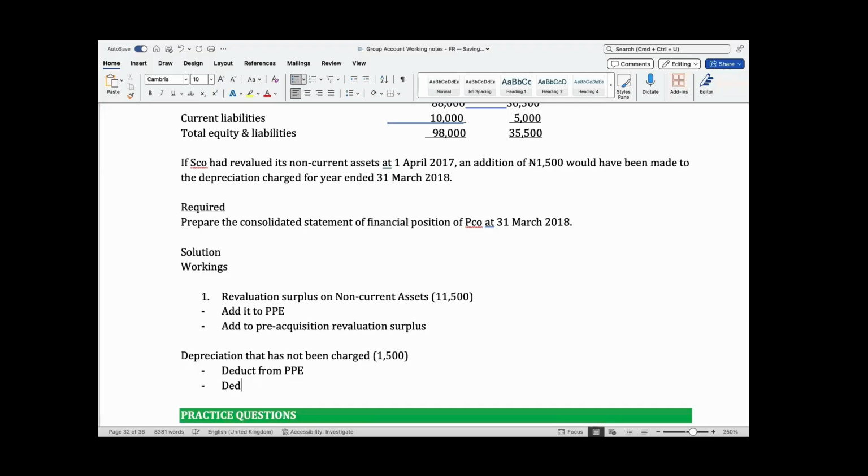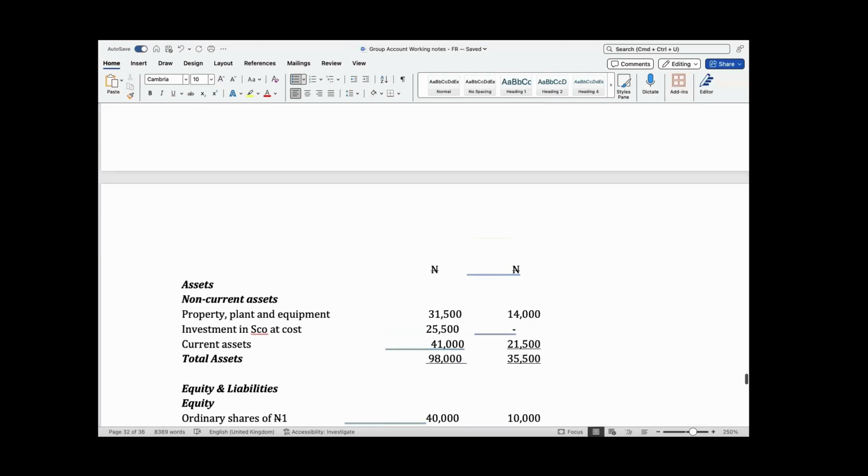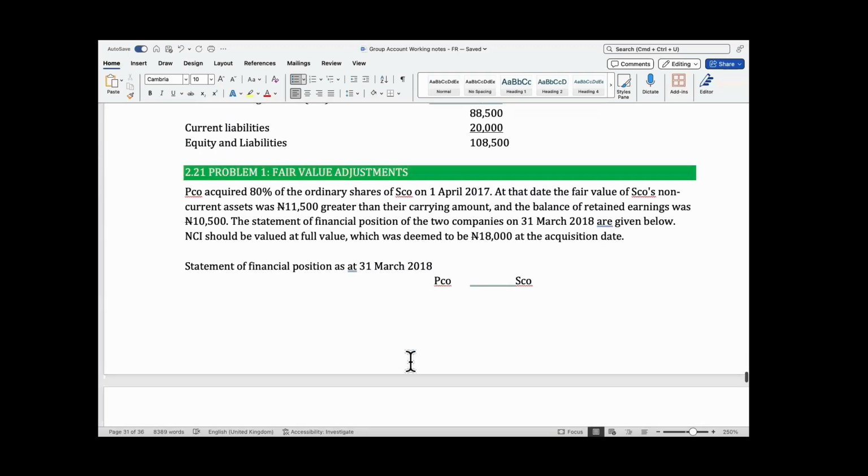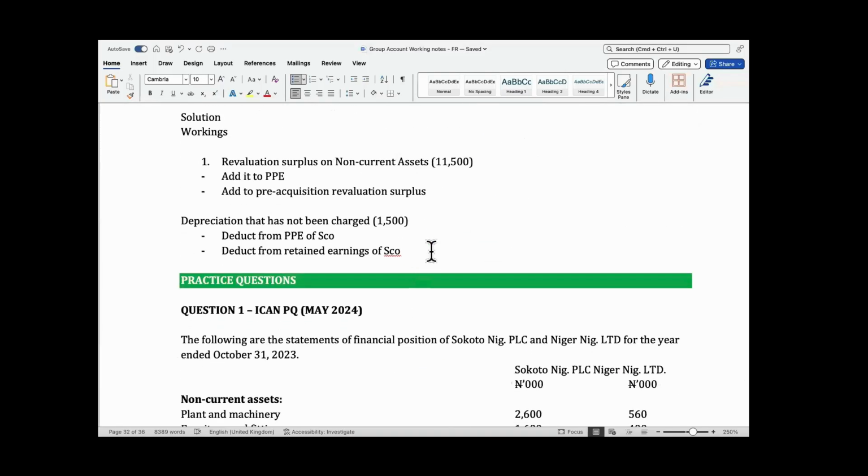and we also deduct from retained earnings. Who has the assets? Retained earnings of ESCO. So this is important. It's also ESCO that has the PPE. And basically, that's the only thing here that is new. Every other thing is what we have been doing over and over again.